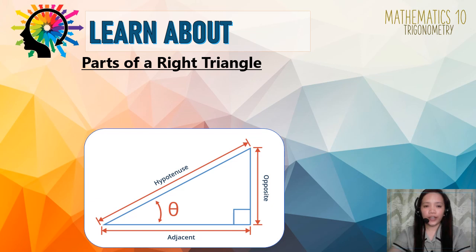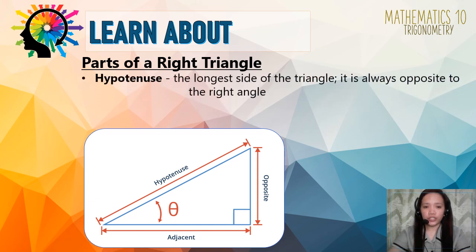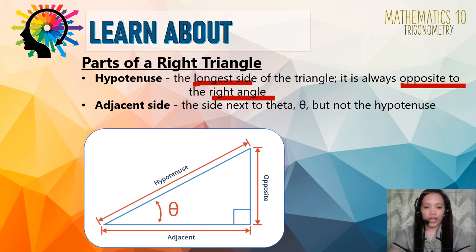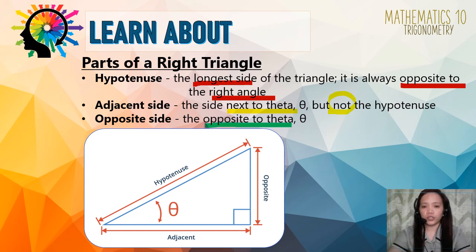Now, let us define the parts of a right triangle. Let's start with the hypotenuse. It is considered the longest side of the triangle, and it is always opposite to the right angle. Next, we have the adjacent side. The adjacent side is the side next to theta, but not the hypotenuse. Next, we have the opposite side. The opposite side is the side opposite to theta.